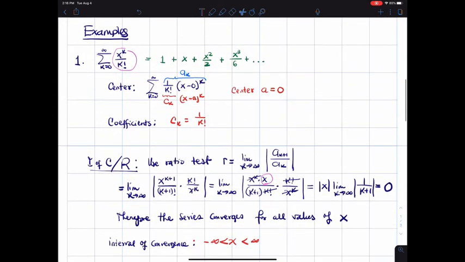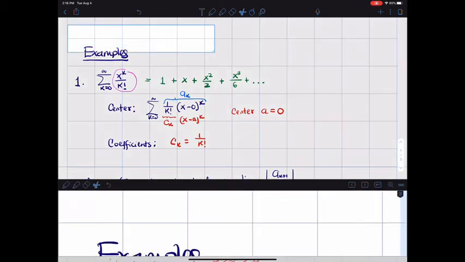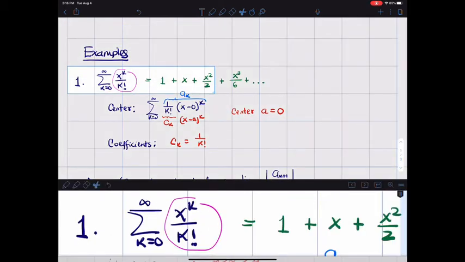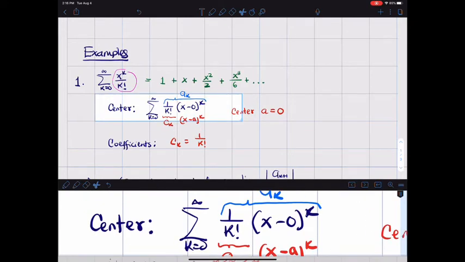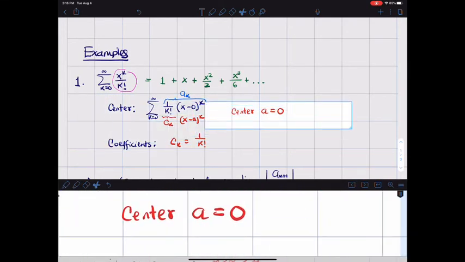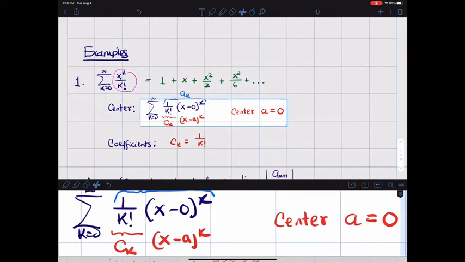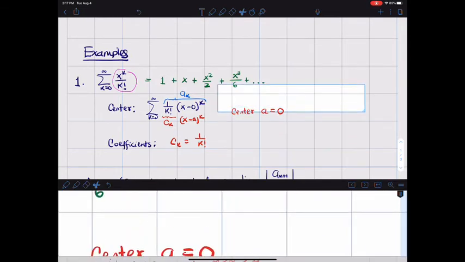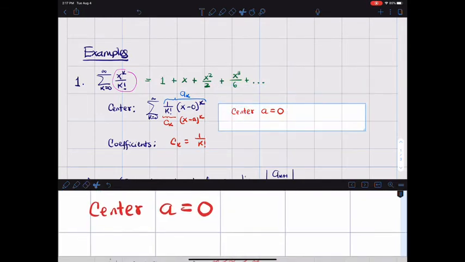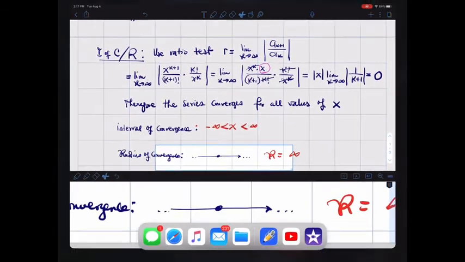All right. Let us review a little bit. So we have our series. We have this series, right? And then we could find our center, because if we just rewrite this as 1 over k factorial times x minus 0 to the power of k, our center is easily decipherable. a is 0, which is our center, and our coefficients are 1 over k factorial.